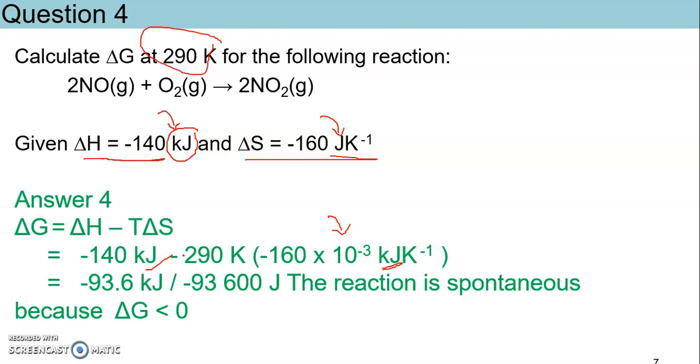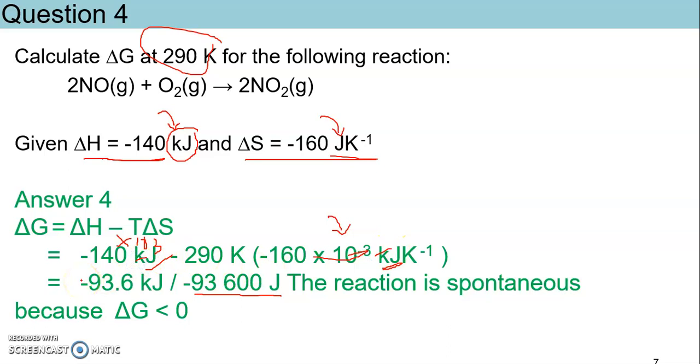Otherwise, we will calculate it wrong, and then our final answer will be minus 93.6 kilojoule, or if you want to convert it to joule, it will be minus 93,600 joule. So for you to get this joule, you need to convert kilojoule to joule. So you will have 10 to the power of 3 and the unit will be joule.